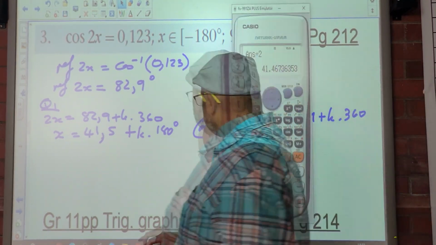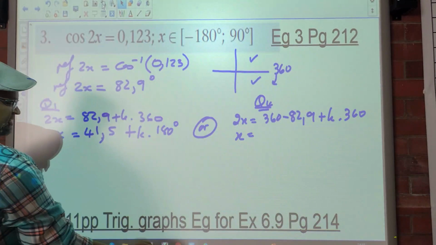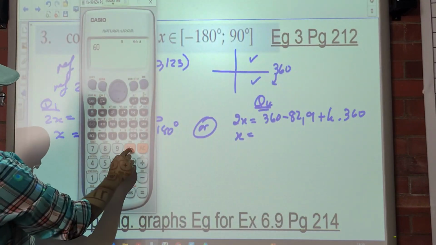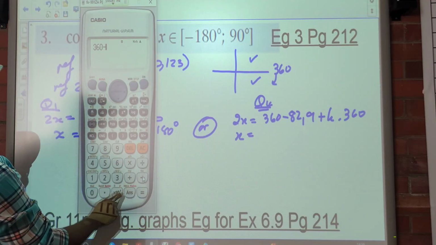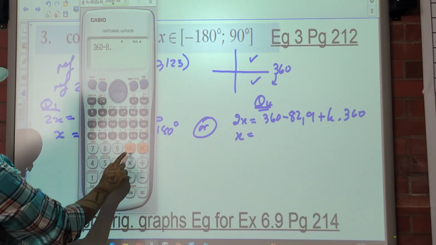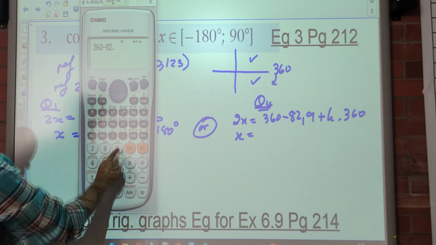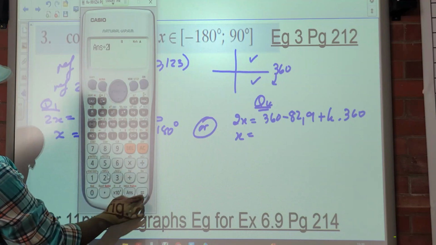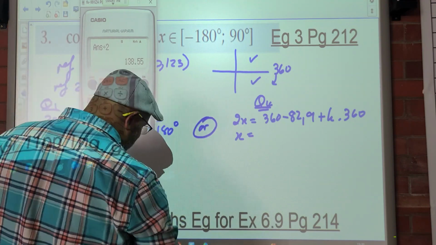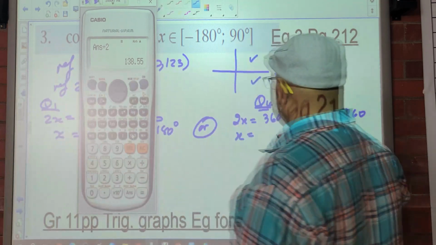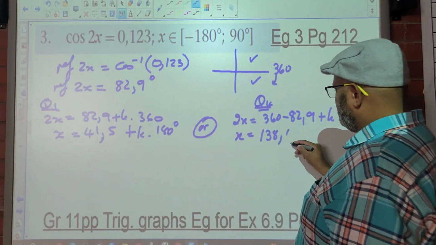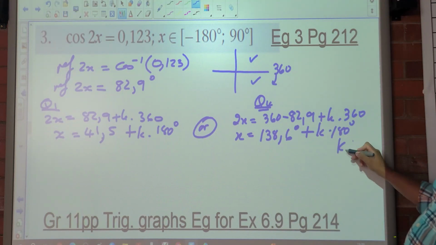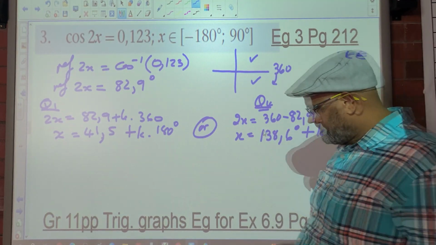Which now gives us, just wrap this one up, 360 minus 82,9 and then divided by 2 gives you 138,55 plus k times 180. The k is an element of integers.